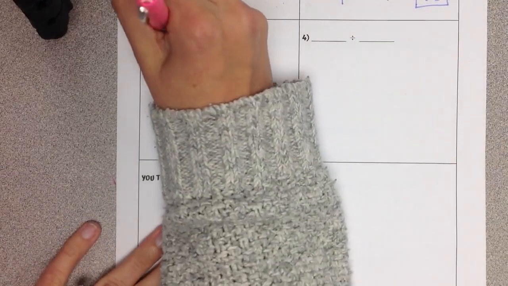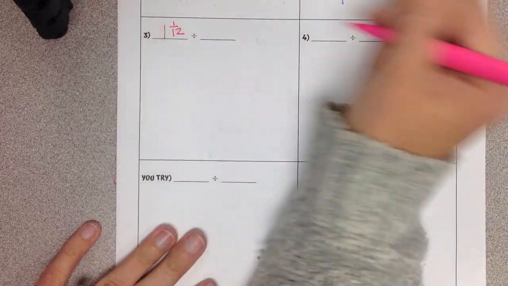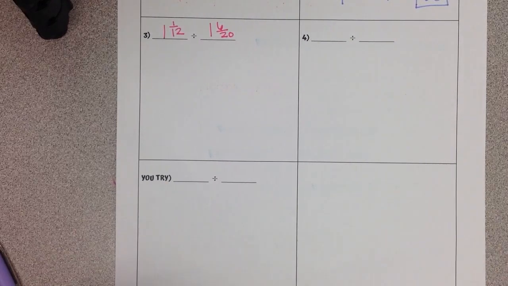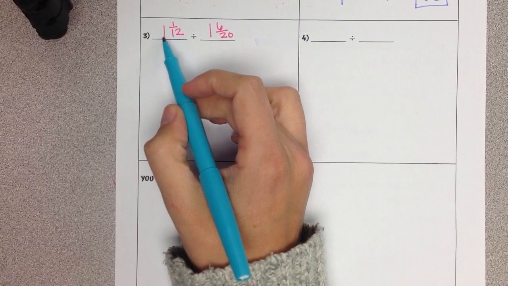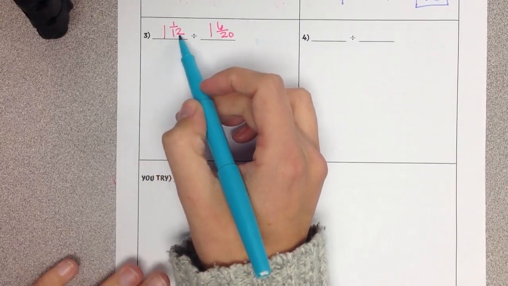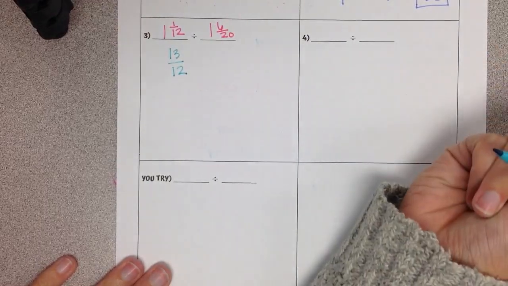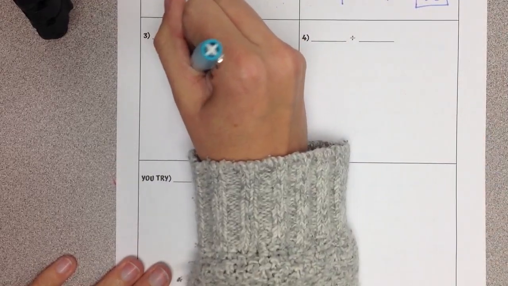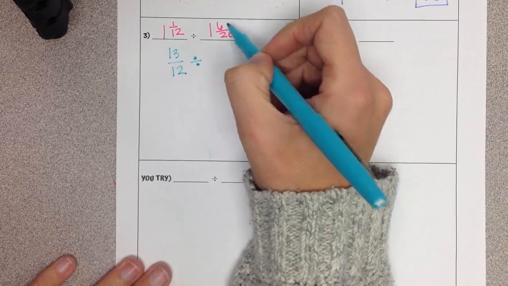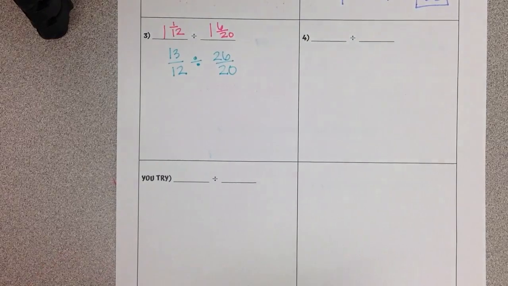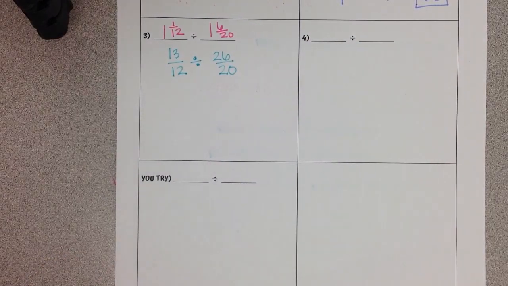So for number 3, the problem we're going to do is 1 and 1/12 divided by 1 and 6/20. So first step is we are going to rewrite these as improper fractions. 1 times 12 is 12, plus 1 is 13 over 12. Divided by 1 times 20 is 20, plus 6 is 26, so 26 over 20. So that was the first step. We rewrote them as improper fractions.